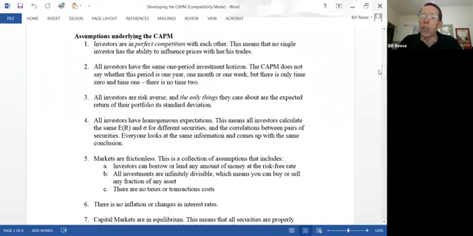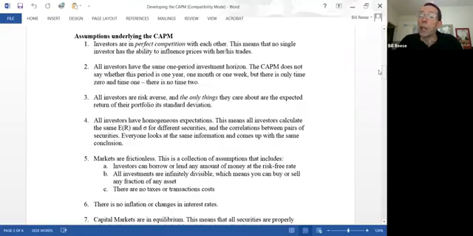So everybody looks at the same information, comes up with the same conclusion. Now, what this is telling us is that everybody's going to agree on what the mean variance efficient portfolio is. You're not going to have one person say, well, I think it's these weightings on these stocks, and somebody else says it's these weightings on these stocks. Everybody's going to come up with the exact same agreement of what the mean variance efficient portfolio is.